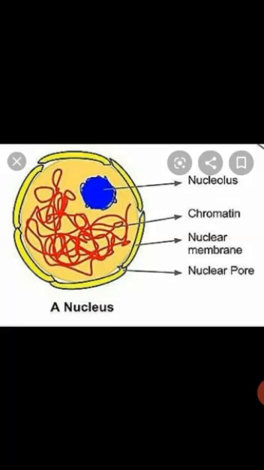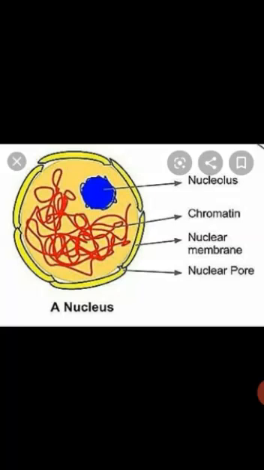Talking about the structure of the nucleus, can you all see the diagram of the nucleus here on the screen? The nucleus is usually spherical or oval in shape. It occupies a central position in the cells, but a plant cell can be an exception where the nucleus lies on the side because the central position is occupied by the vacuole.